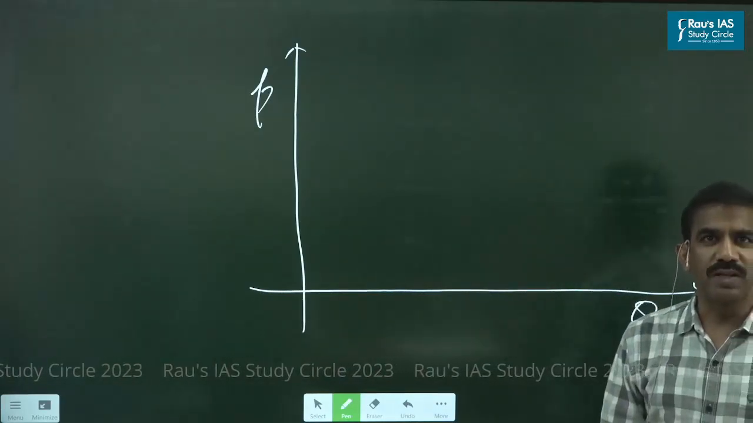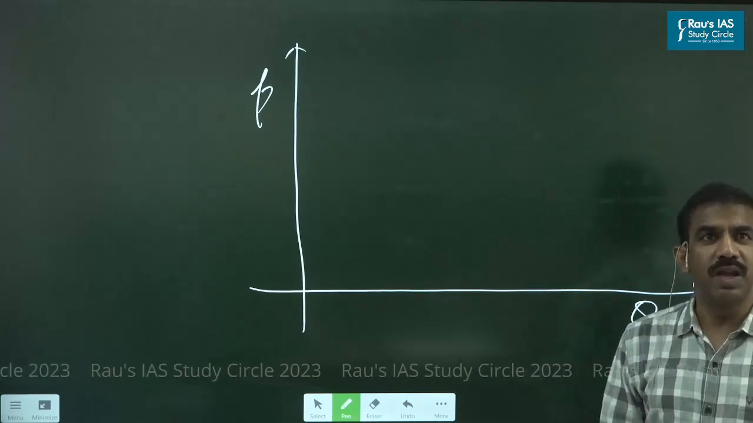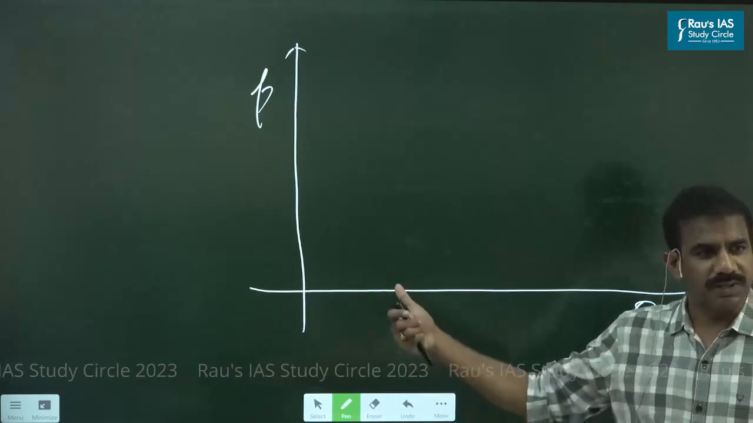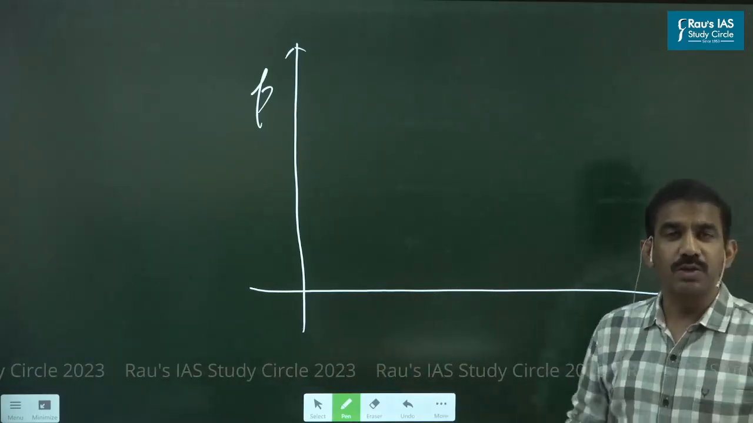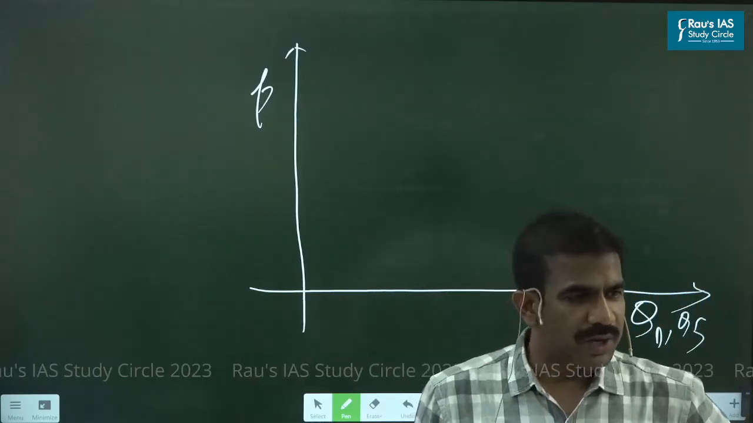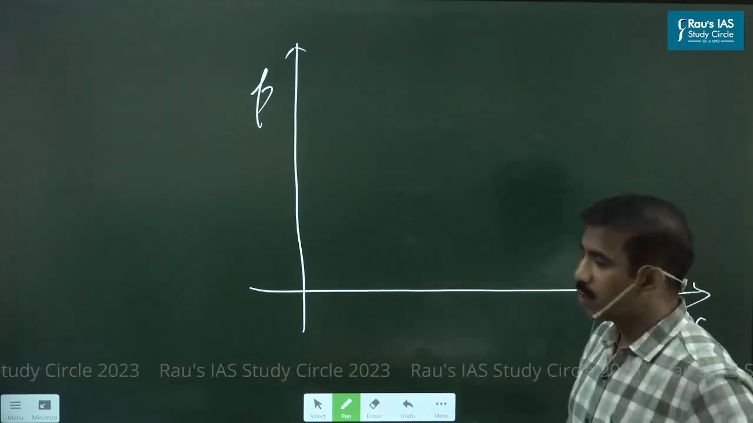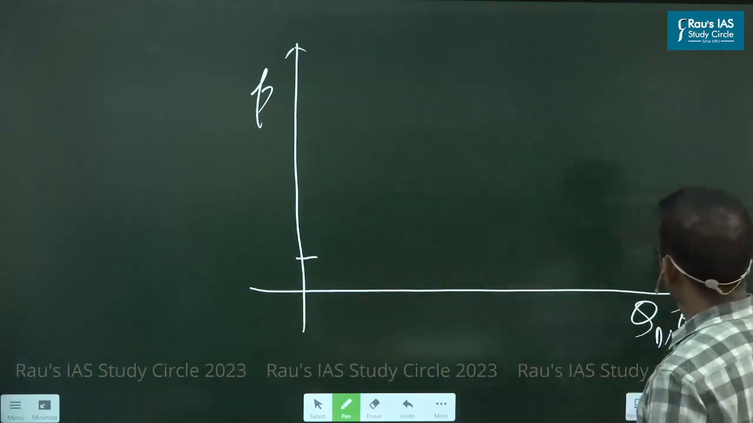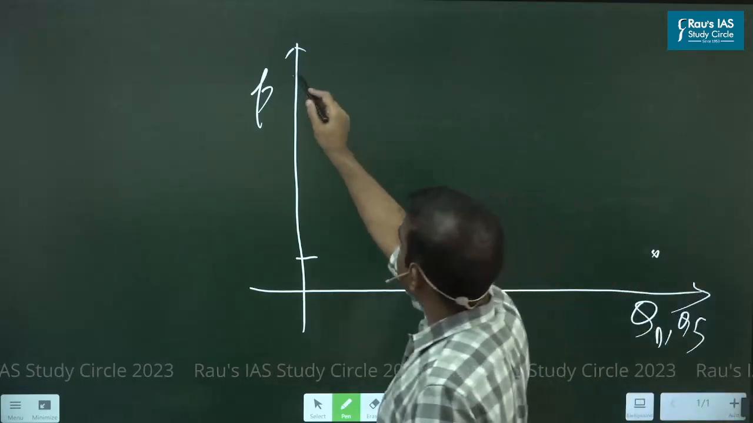I happened to define ceteris paribus, which means keeping everything constant, except price. I'm just trying to convey how my demand varies with change in price, isn't it? So what did we say? When the price is low, the demand would be high. When the price is high, the demand would be low.